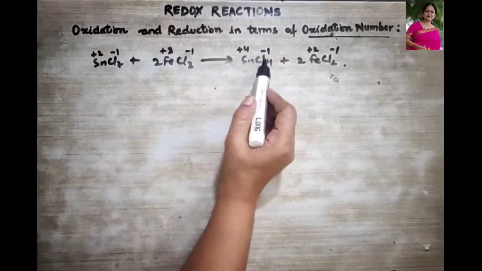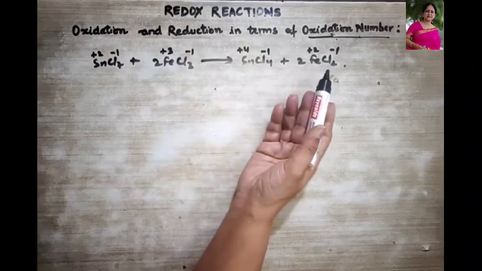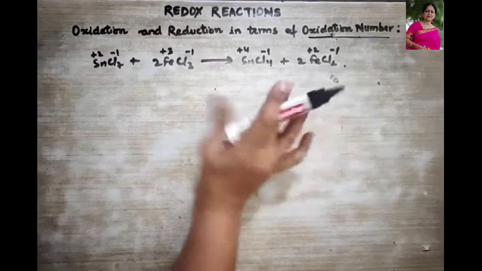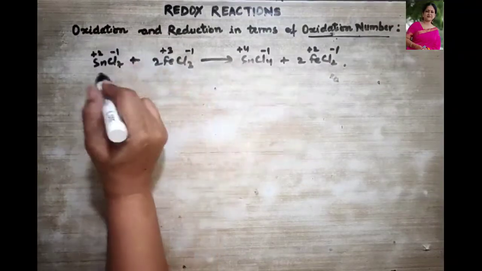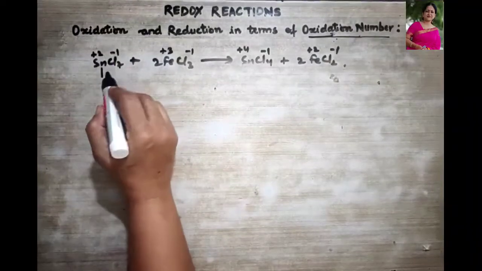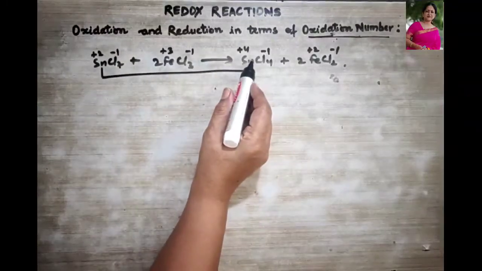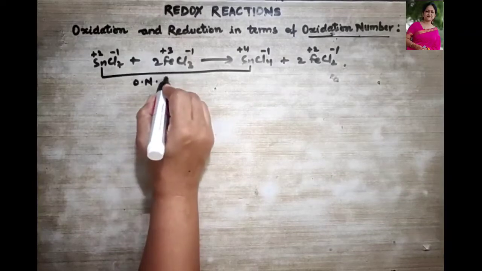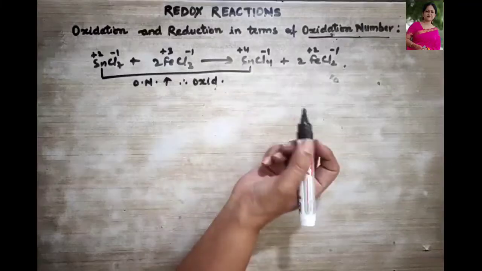Now chlorine over here in the reactant and in the product side, the oxidation number remains the same. So we neglect the chlorine. We have to check what? The tin, Sn, goes from +2 to +4. What is happening over here? The oxidation number is increasing. Therefore, oxidation is taking place.